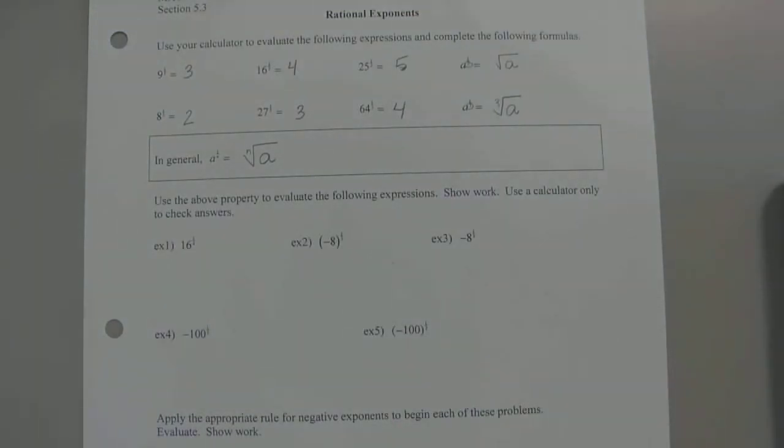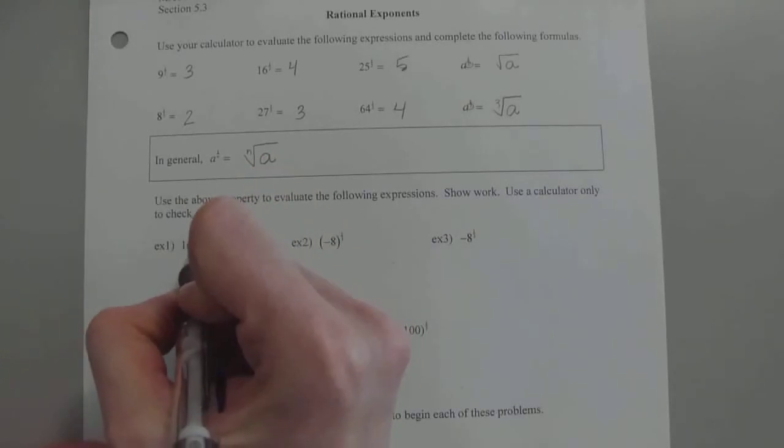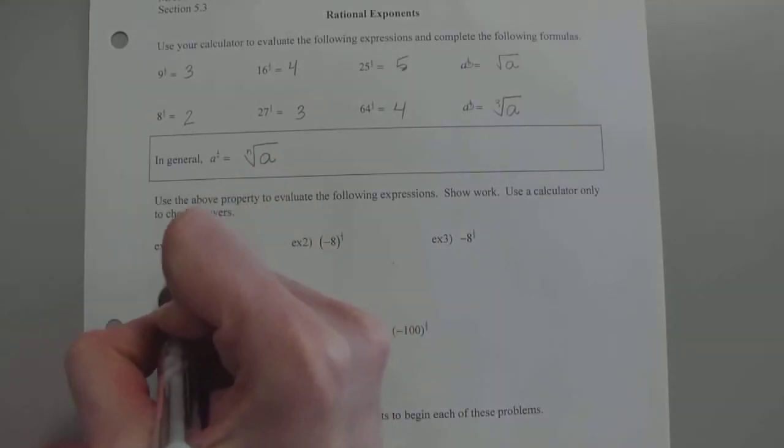All right, so let's just see what's going on. How I do it is I actually rewrite it, okay? So it says, use the above property to evaluate the following expressions. Show work, use a calculator only to check your answer. So how we're gonna rewrite it is what? What root are we taking since the denominator is a 4? The 4th root.